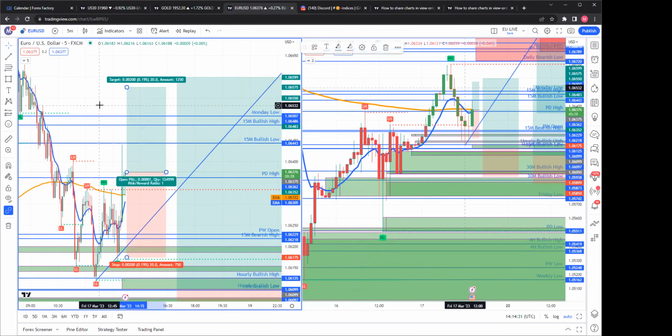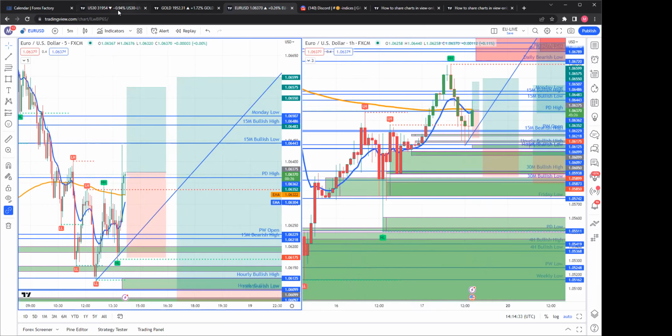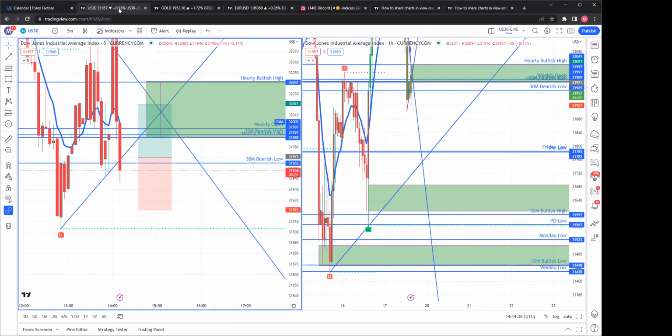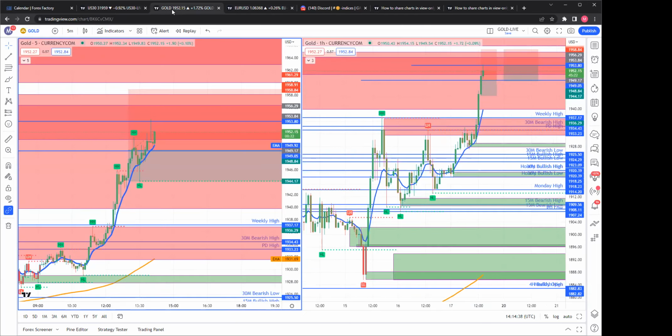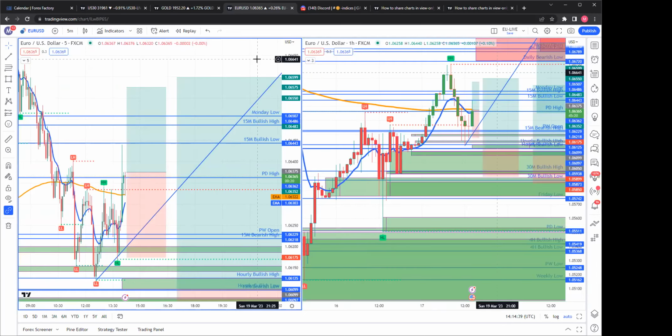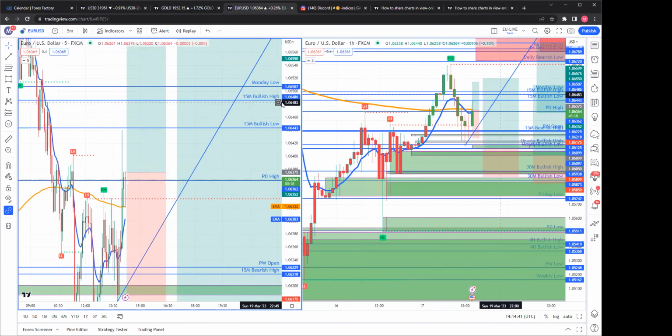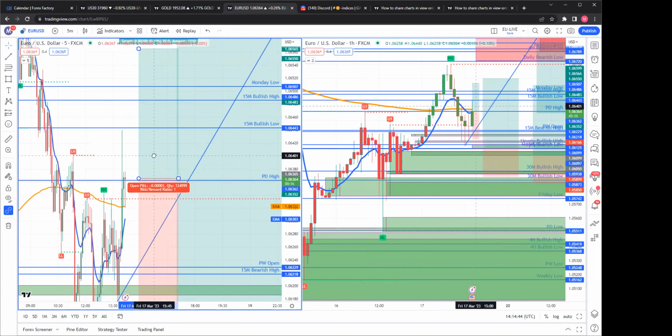So again, it's Friday. Use proper risk management. US 30, I think this candle is going to close below. Gold is going up. So let's see how this candle closes.